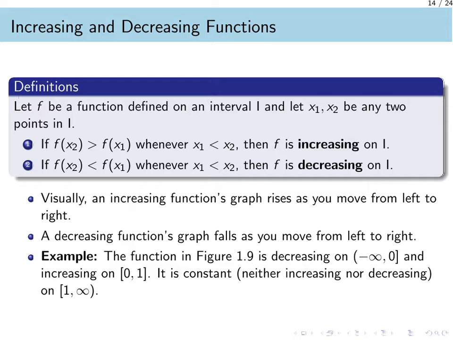For instance, the example function shown is decreasing until it hits x equals 0. Then it is increasing until x equals 1. After that point, it becomes constant, which is a state that is neither increasing nor decreasing. The key is to remember that these terms describe whether the function's output consistently rises or falls over a specific interval.